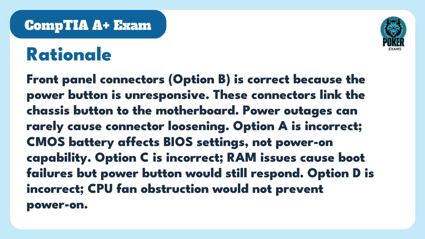Rationale. Front panel connectors, option B, is correct because the power button is unresponsive. These connectors link the chassis button to the motherboard. Power outages can rarely cause connector loosening. Option A is incorrect. CMOS battery affects BIOS settings, not power-on capability. Option C is incorrect. RAM issues cause boot failures, but the power button would still respond. Option D is incorrect. CPU fan obstruction would not prevent power on.